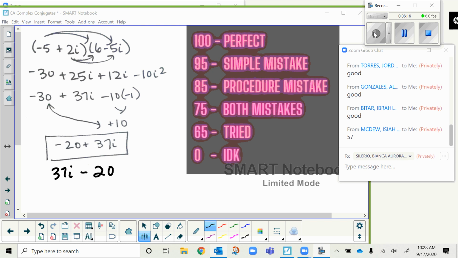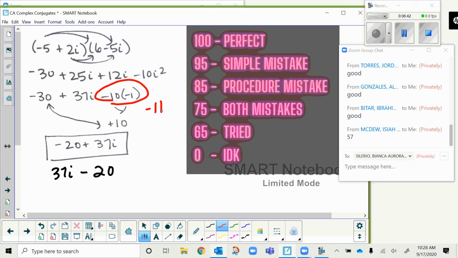If you did minus, subtracting a 1 right here, if you did -10 minus 1 and got -11, that's a procedure mistake. That's an 85. I do not consider that a simple math mistake. It's the thing that we're learning. It's part of the procedure.